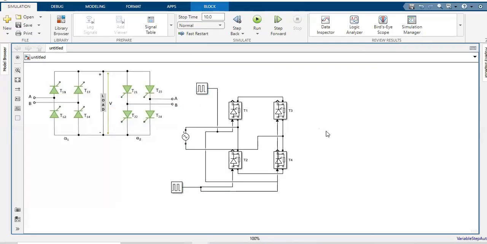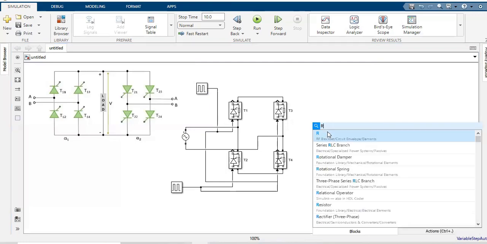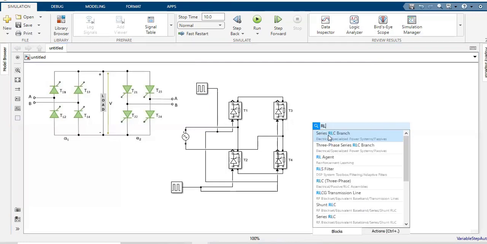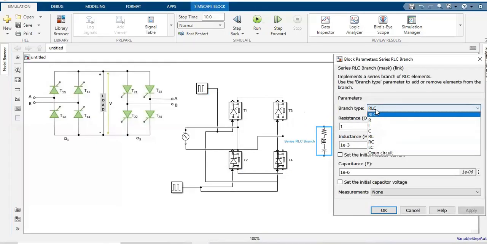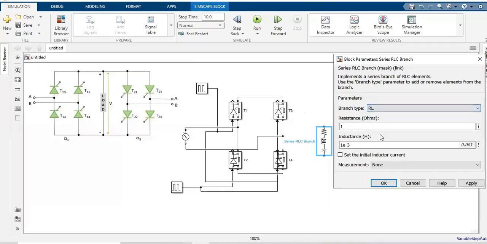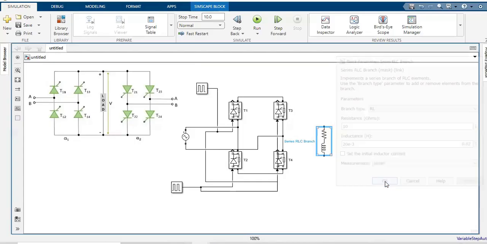Now we'll be connecting the load. The load should be either RL or RLE or any DC motor load. So we'll be using RL load here. So take RLC series branch and change the branch type to be RL. Let us take the resistance to be 10 ohms and the inductance to be 20 millihenry.